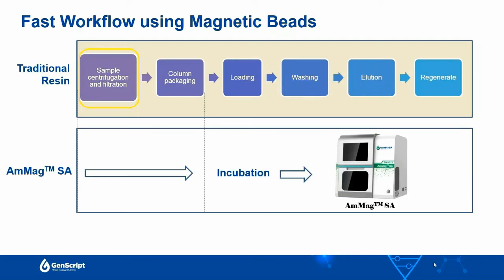Now with magnetic beads, these early steps can be completely bypassed. When using magnetic beads, samples do not need to be cleared with centrifugation and filtration before use. This is because magnetic beads are free-flowing and cells from the culture do not interfere with binding of the target proteins or antibodies with magnetic beads. Also, there's obviously no column packing step.